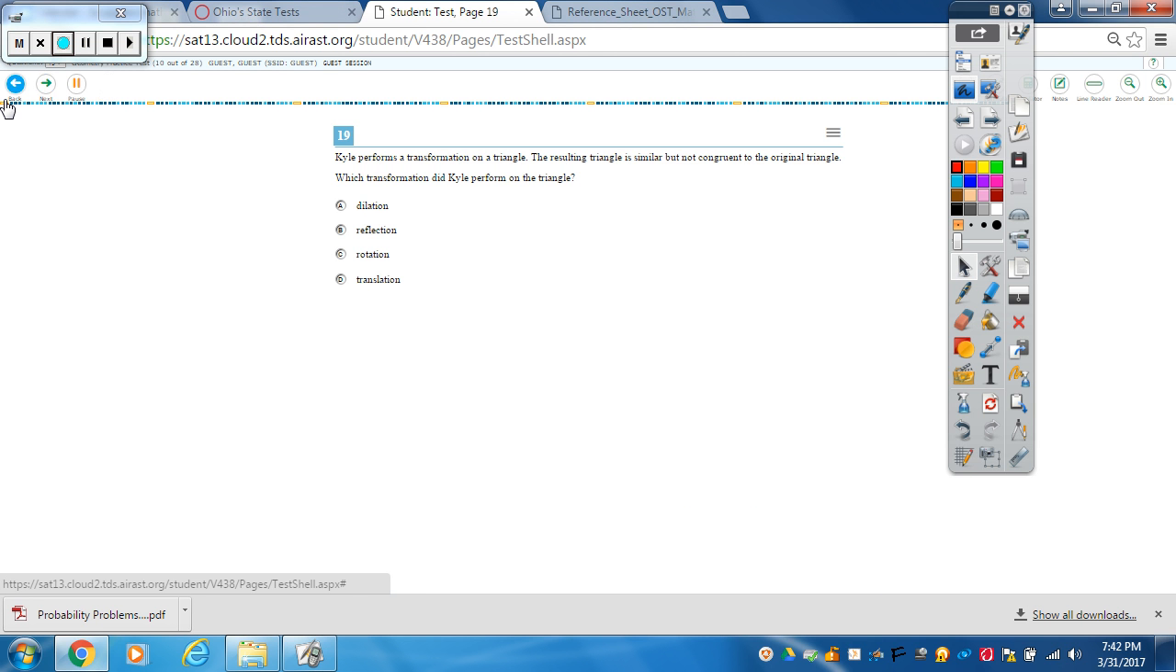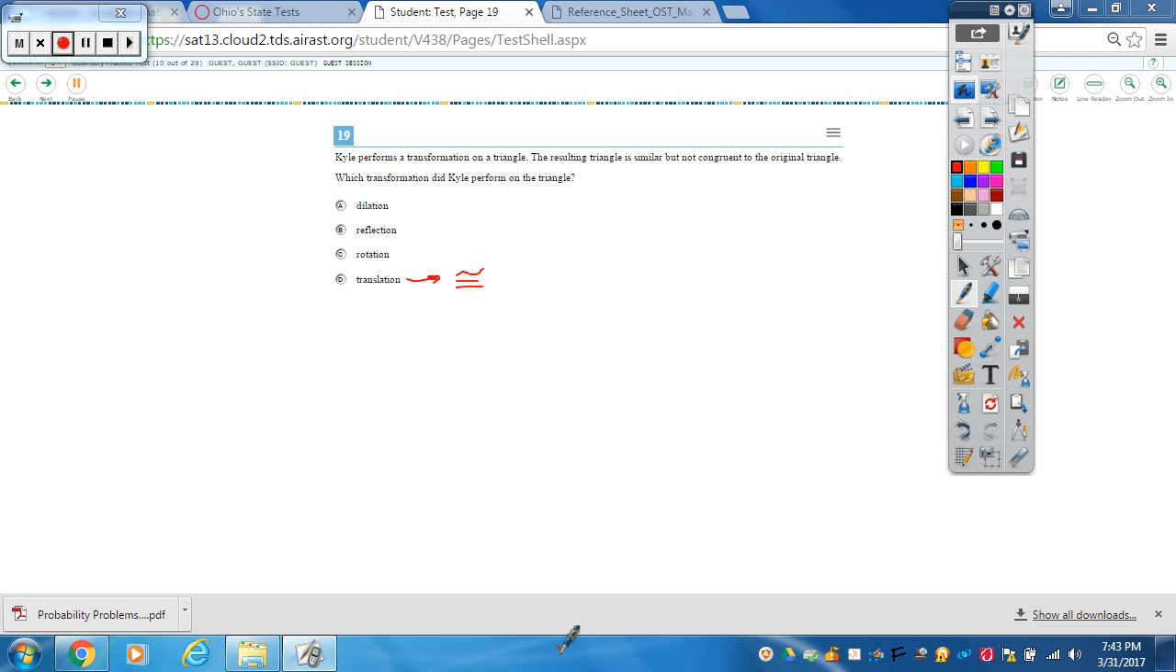Kyle performs a transformation on a triangle. The resulting triangle is similar but not congruent to the original triangle. Which transformation did Kyle perform on the triangle? Well, let's start at the very bottom here. A translation is just where we move the figure so many units right, so many units up. So the result of a translation is always the same exact figure.